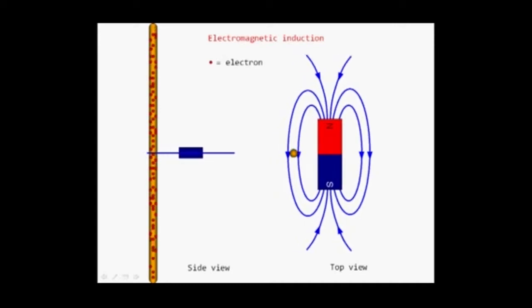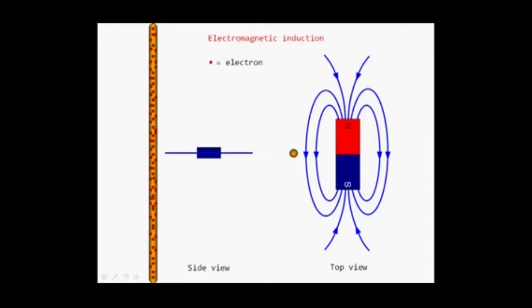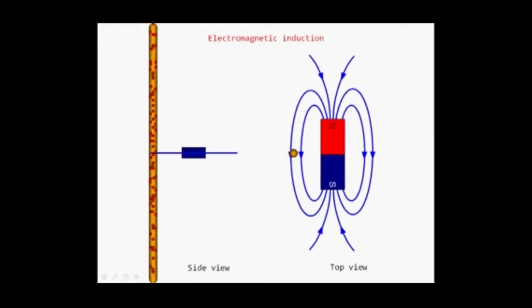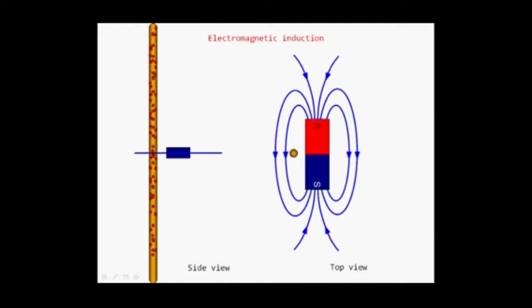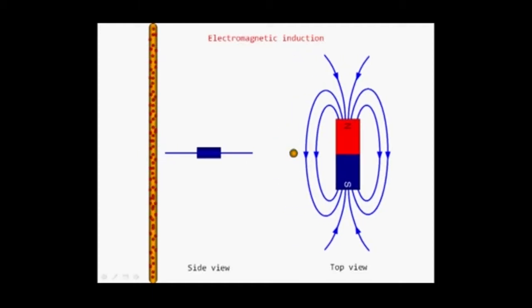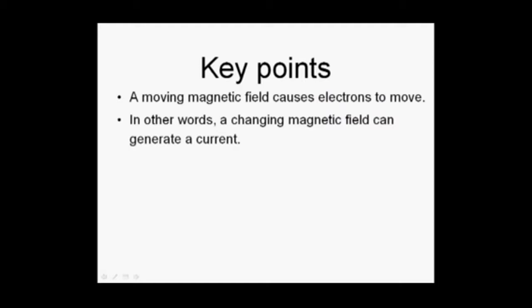We move the magnet the other way, and the electrons move in the opposite direction. The key thing is, if I move the magnet faster, more electrons move. So the faster I move the magnet, the greater the current flow. But key to this is that it's a moving magnetic field that causes the electrons to move. In other words, a changing magnetic field generates a current.